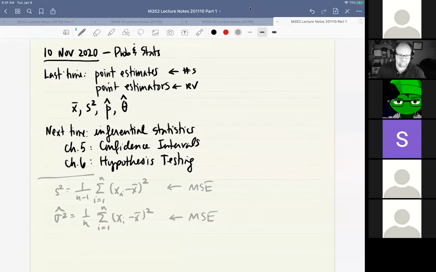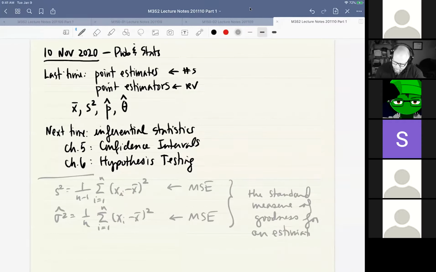the mean squared errors are the standard measure of goodness for an estimator. And goodness, yes, it's a real word in statistics, right? And it is a principle that if you have two estimators for a given parameter, the better one is the one that has a better goodness score, a lower mean squared error.